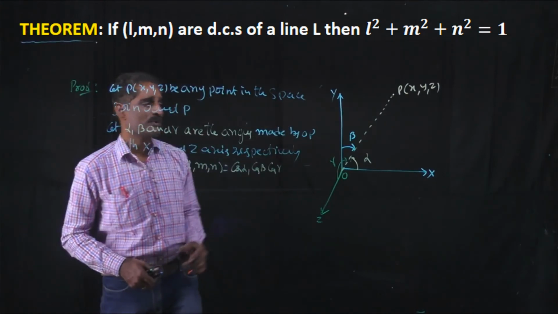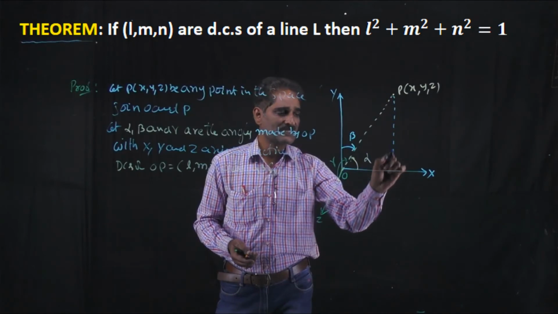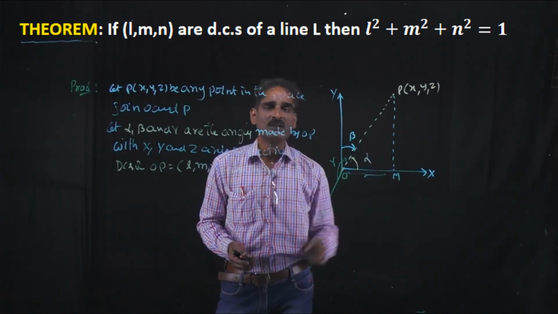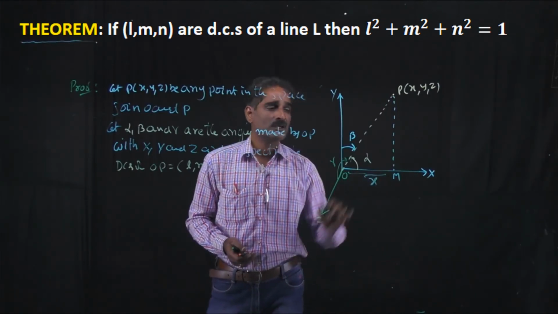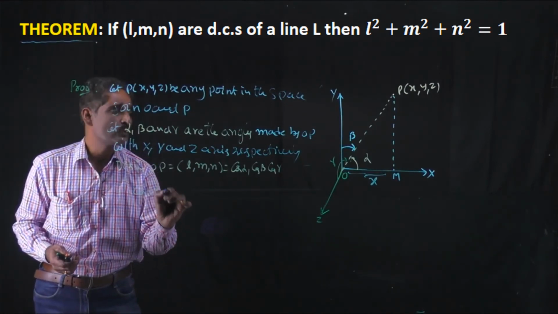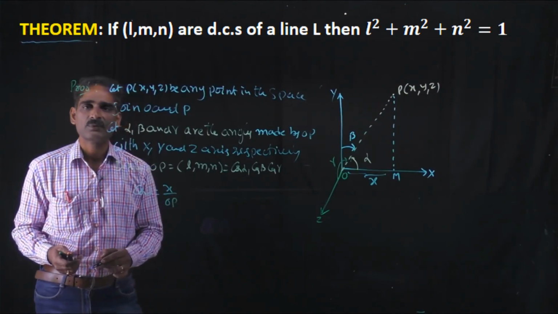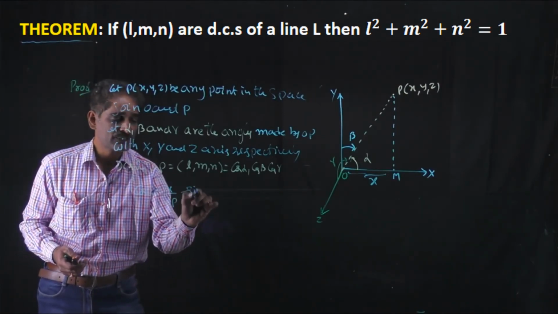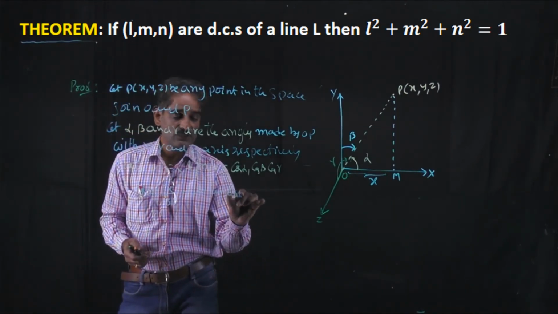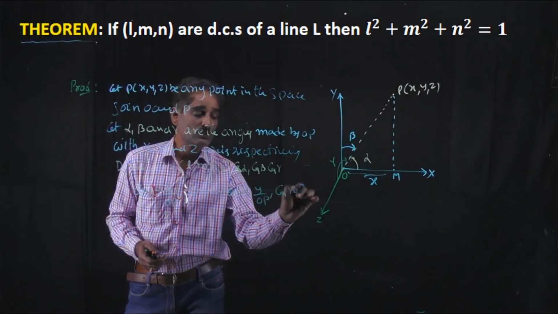Now come to this problem. Just draw the perpendicular from P to the x-axis. Let it be some M. So what about the length of this part? x. Now from this triangle, what is cos alpha? Cos alpha is equal to x by OP. Similarly, what about cos beta, cos gamma? Cos beta is equal to y by OP and cos gamma is equal to z by OP.